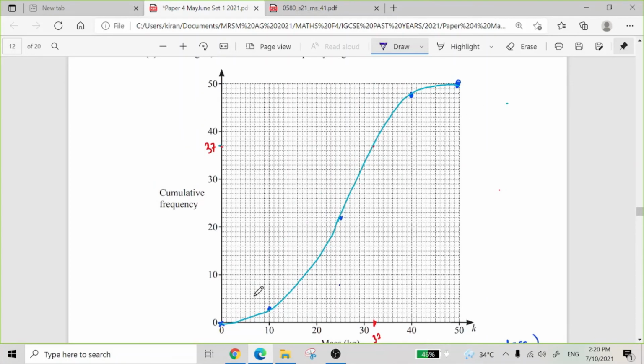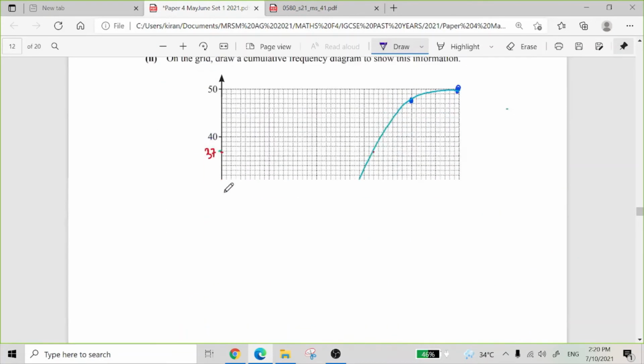Okay, and then we plot and we join all the points by using your free hand. Okay, free hand, not using any ruler. You cannot make a straight line for joining those points. Okay, make sure you use your free hand, or you can also use your flexible ruler for this question.